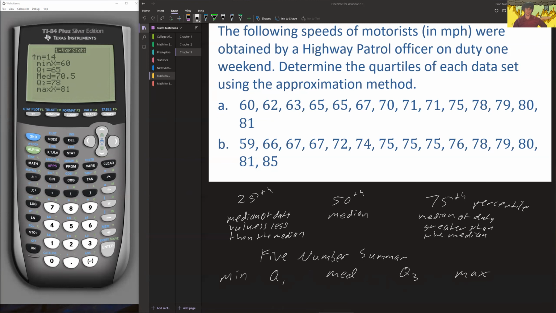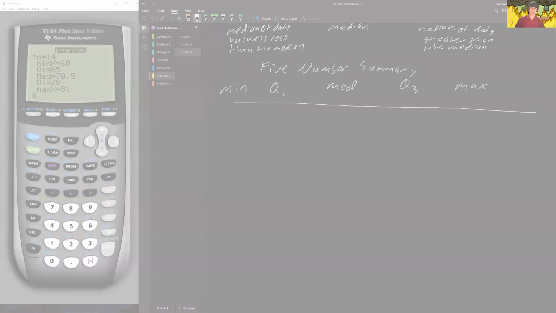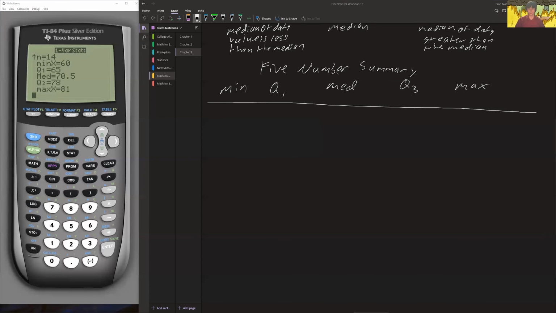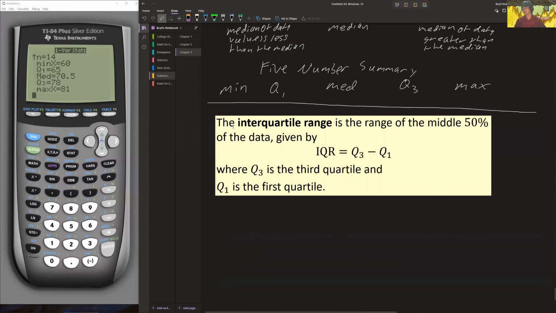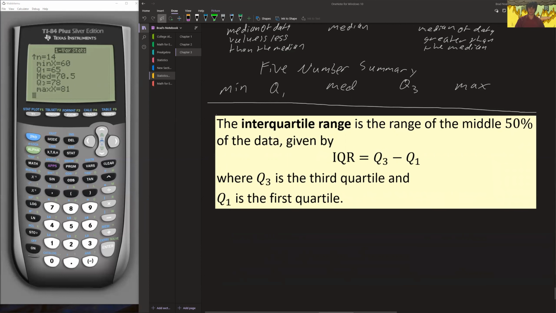Then let's go ahead and take a look at our next concept here. Again, our 5-number summary is our min, first quartile, median, third quartile, max. So in this case, 60, 65, 70.5, 78, and 81. Our next concept to discuss is that of the interquartile range. The interquartile range is the range of the middle 50% of the data. We calculate it by simply taking our third quartile minus our first quartile.